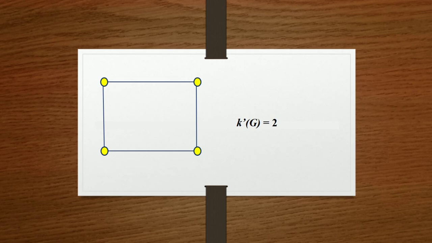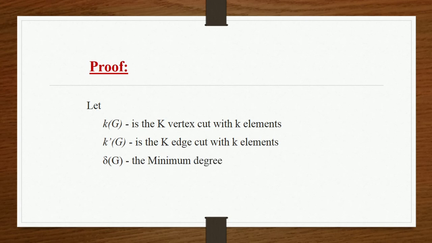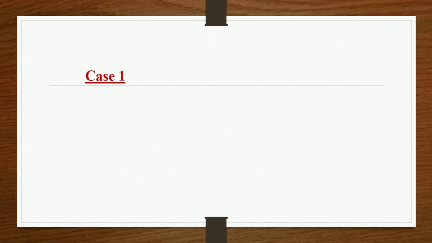Now, let us continue with the proof of the theorem. Let κ(G) be the k-vertex cut with k elements, κ'(G) the k-edge cut with k elements, and δ(G) the minimum degree of the graph. Now, to prove κ is less than or equal to κ', which is less than or equal to δ, we consider two cases. Case 1: when the graph is disconnected or trivial.